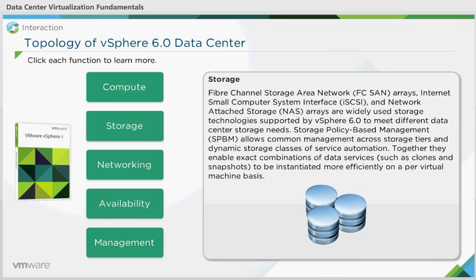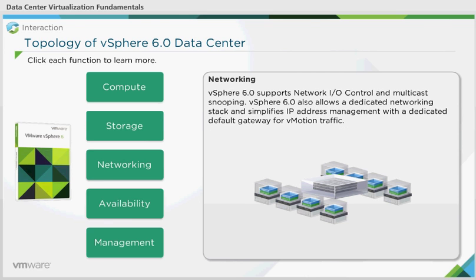Fiber Channel Storage Area Network, or FCSAN, arrays, Internet Small Computer System Interface, or iSCSI, and Network Attached Storage, or NAS arrays, are widely used storage technologies supported by vSphere 6.0 to meet different data center storage needs. Storage Policy-Based Management, or SPBM, allows common management across storage tiers and dynamic storage classes of service automation. Together, they enable exact combinations of data services, such as clones and snapshots, to be instantiated more efficiently on a per-virtual machine basis. vSphere 6.0 supports network I/O control and multicast snooping.